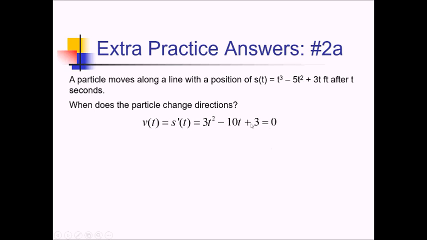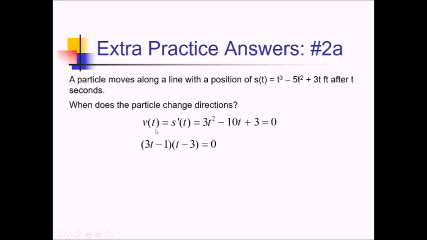Now, I can figure this out by factoring. I can split this up into, let's see, this is going to be a 3t times a t. And the only way to get a positive 3 is if I'm multiplying 1 and 3 together. They're going to have the same sign. Since the middle here is negative, I'm thinking it's going to be a negative 1 and a negative 3. So I'm going to do 3t minus 1 times t minus 3.